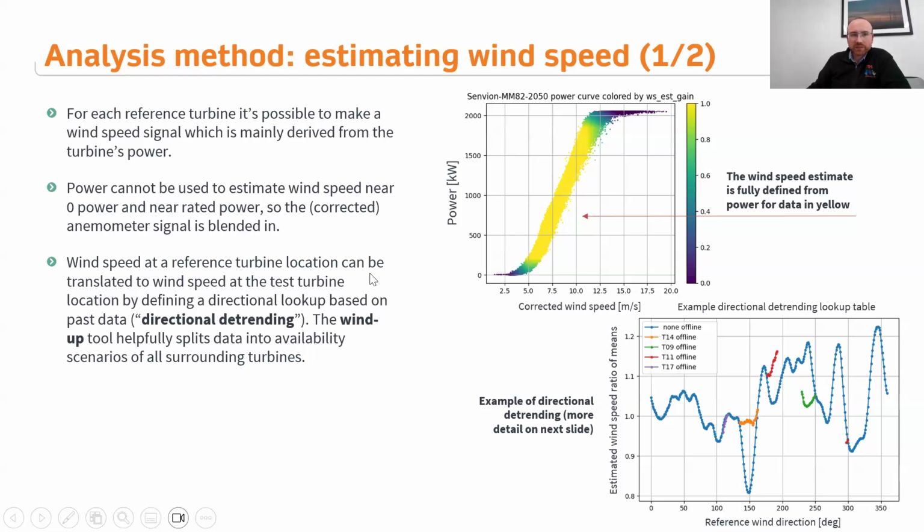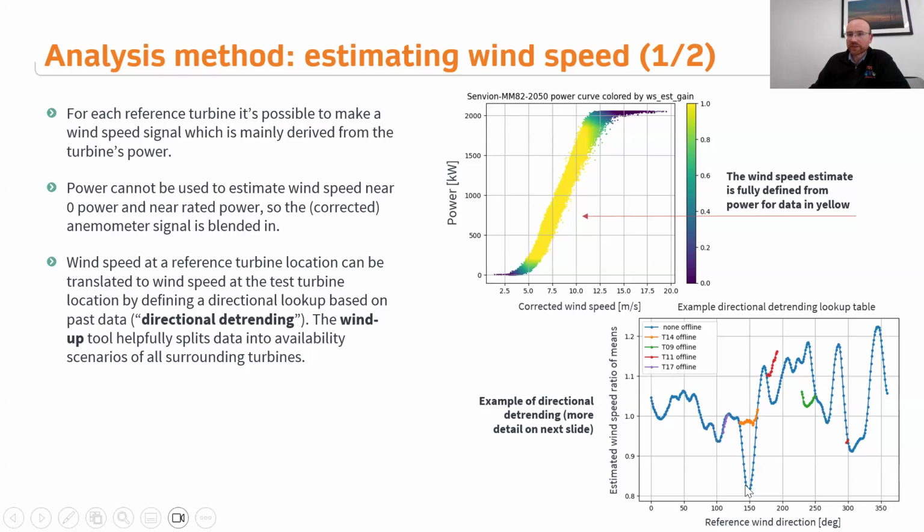Another innovation in the windup tool is translating the wind speed from the reference turbine location to the test turbine location by defining a directional lookup based on past data. We call this process overall directional detrending. If anyone on the call is familiar with the site calibration part of the IEC power performance standard, it's quite a similar idea. You basically measure the ratio of wind speeds between the test and the reference, which is the y-axis here. And you study that ratio as a function of direction, which is the x-axis on this plot.